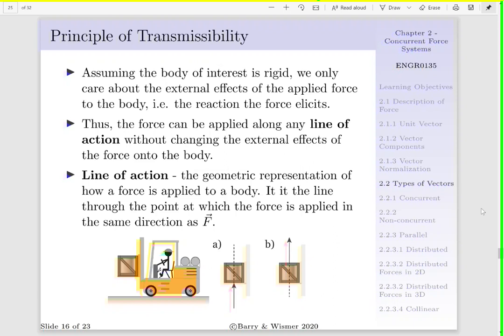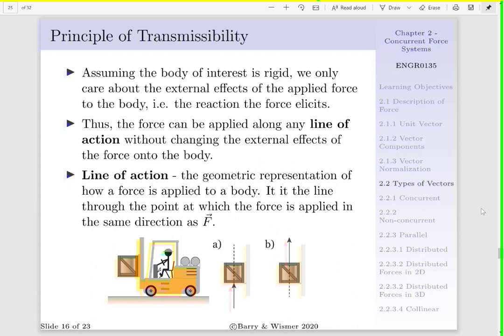Lastly, before we can talk about the classification of force vectors, we have to introduce the principle of transmissibility. If we assume our body is rigid, that is, it is non-deformable, all we really care about is the external effects an applied load is going to cause onto the body, i.e. the reaction the force or forces elicit.